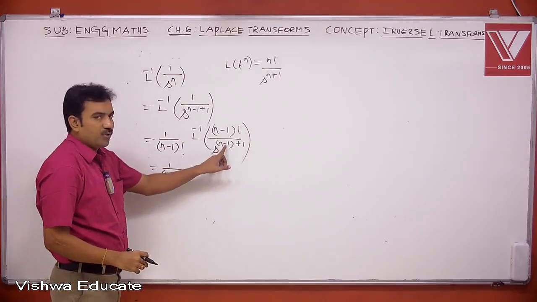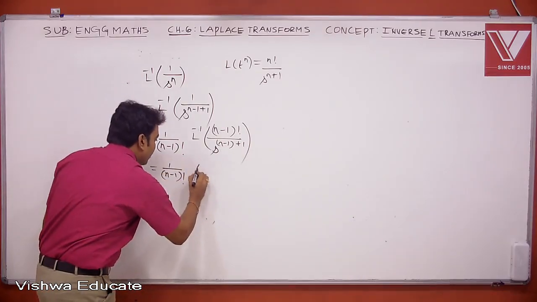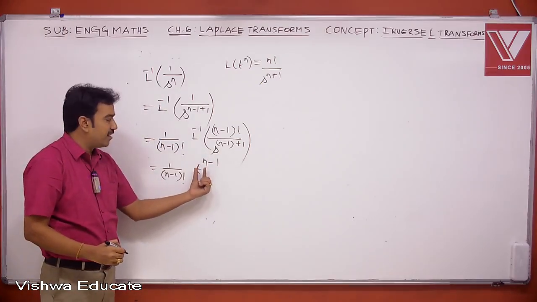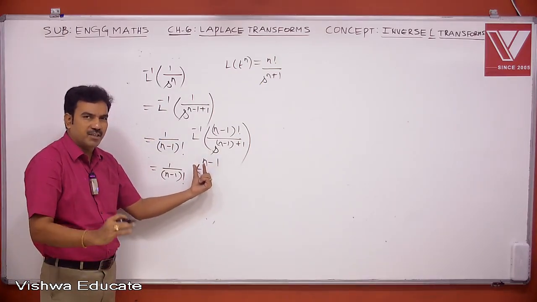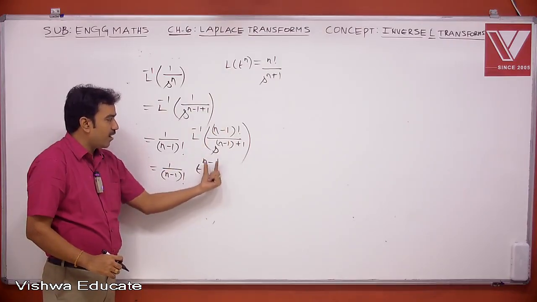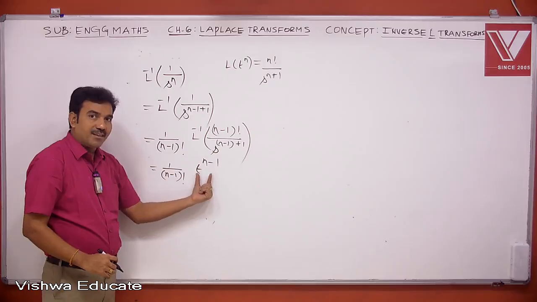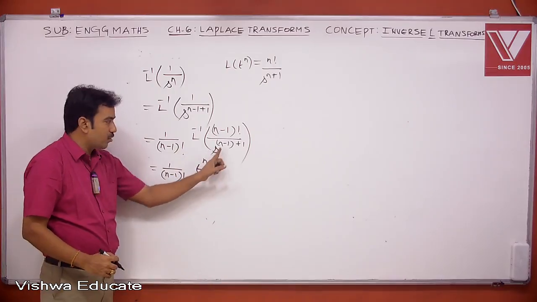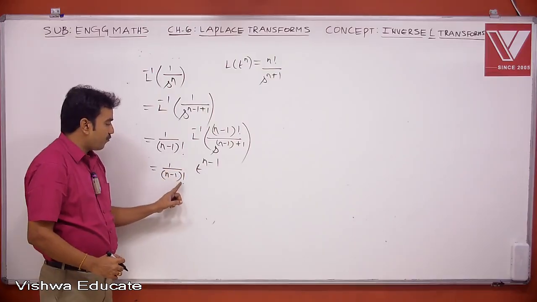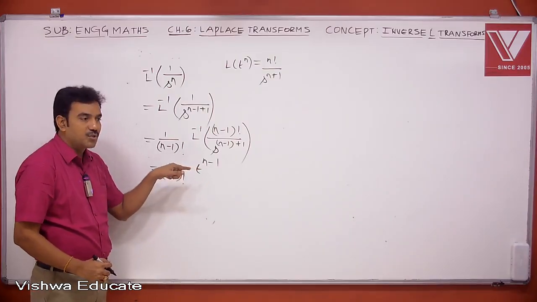Yeah, it is actually n minus 1. So make this correction. This is actually t power n minus 1. Previously we wrote it as t power n. This is t power n minus 1. Make a correction in the previous case. So this is exactly t power n minus 1, so 1 by n minus 1 factorial into t power n minus 1.